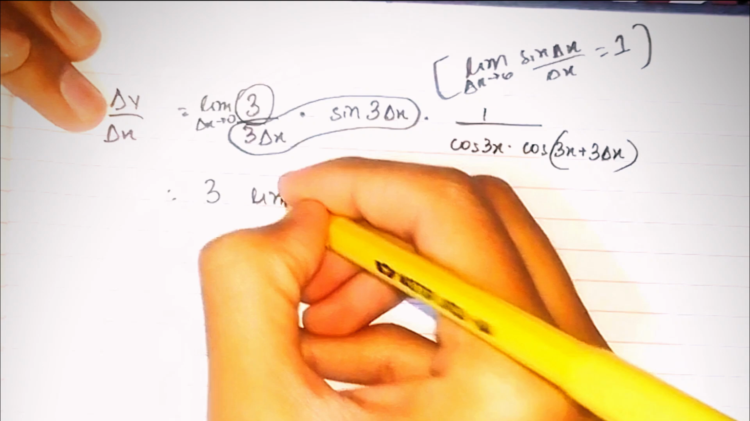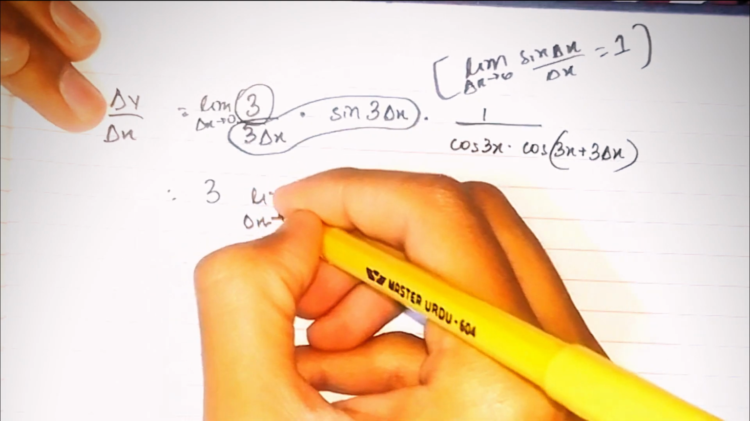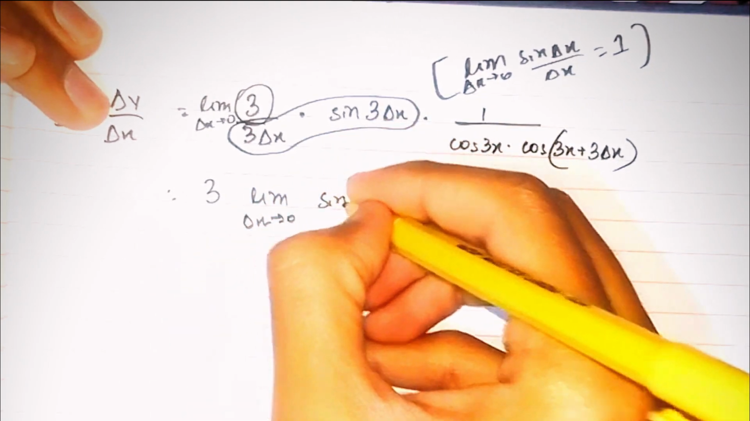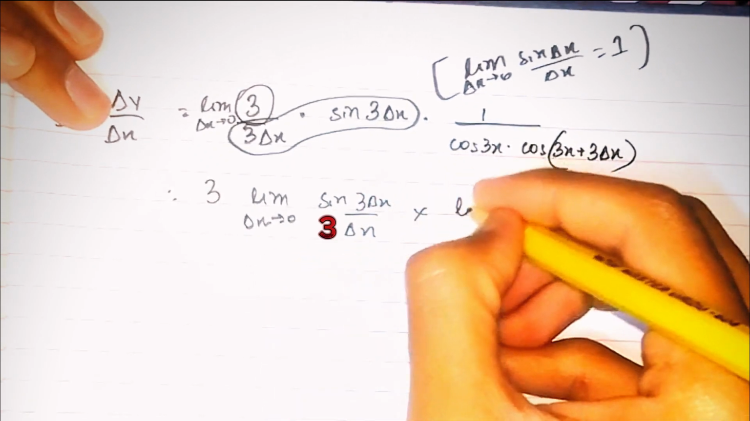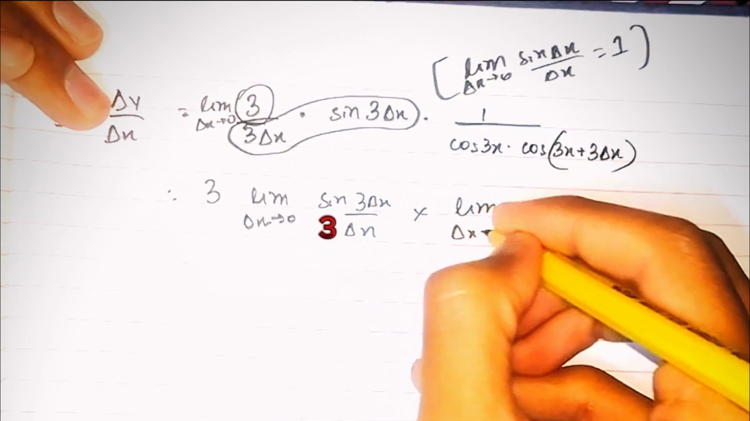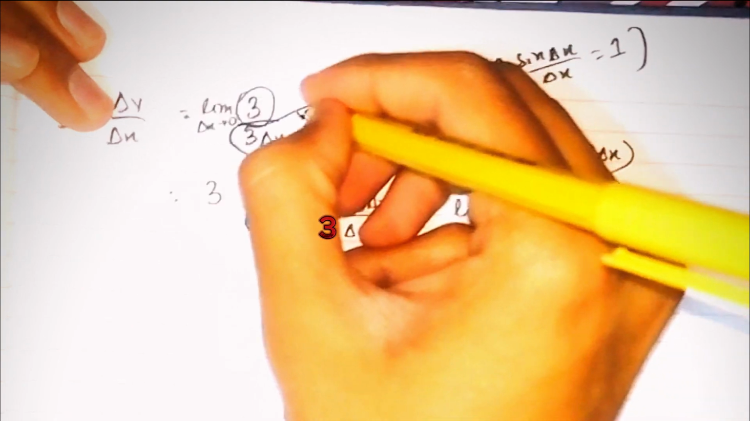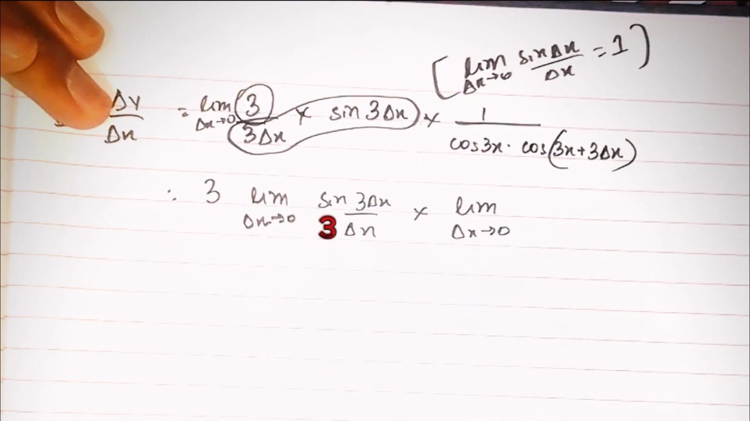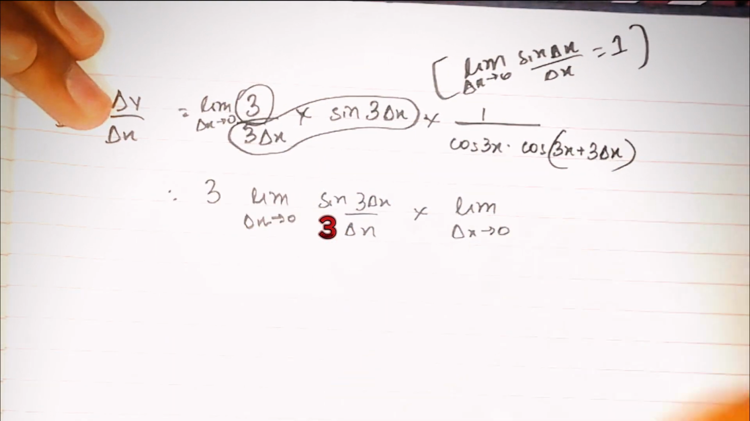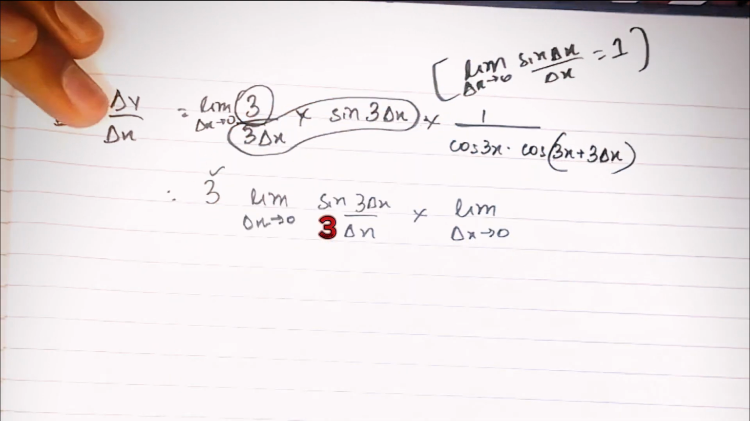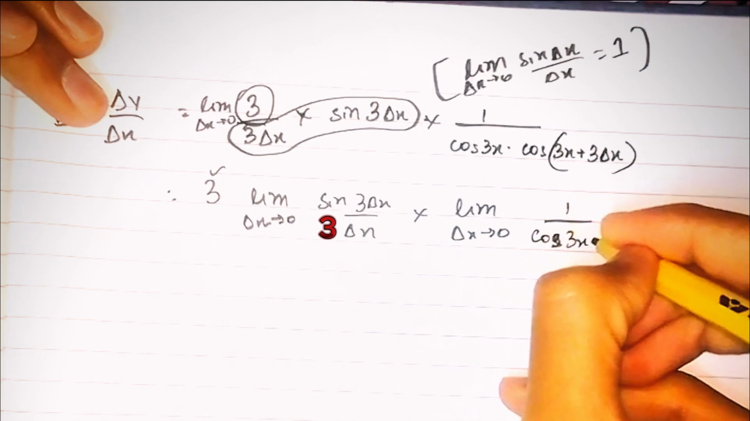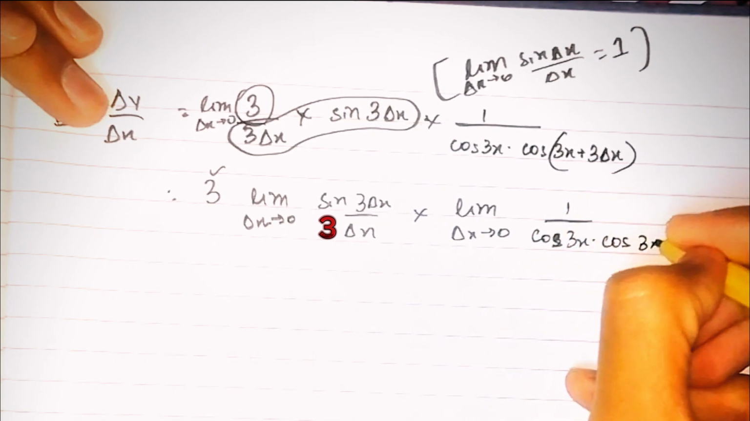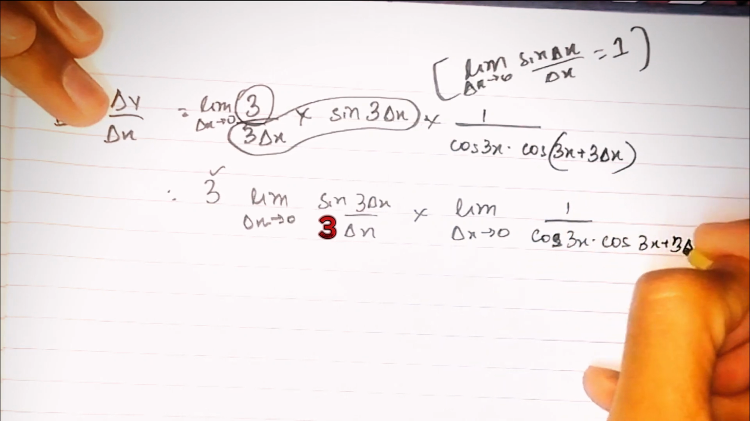Then we can apply the limits separately in all of these terms. So limit of delta x approaches 0, sine 3 delta x divided by 3 delta x, and over here again multiplied by the limit. I'm actually applying the limits separately in all of these terms because these are being multiplied, so the limits can be applied separately. Now you would argue, why are you not applying the limit on 3? Because 3 is already a constant, so the limit does not affect it. Over here we have 1 divided by cos 3x times cos of 3x plus 3 delta x.